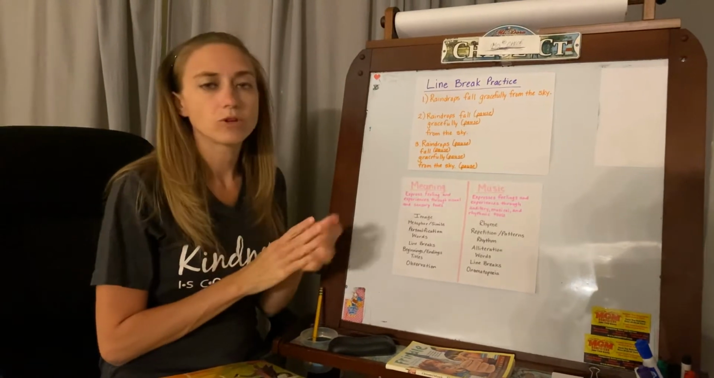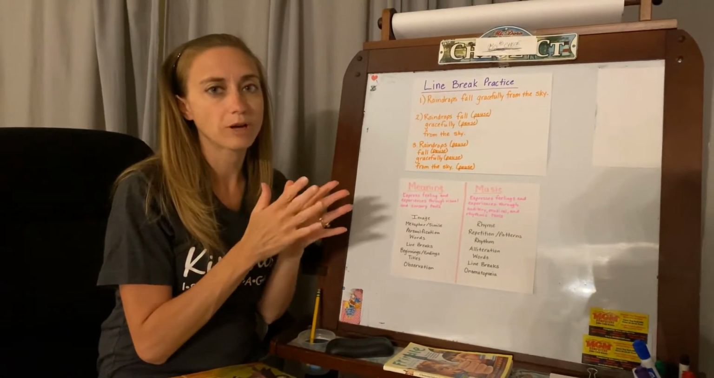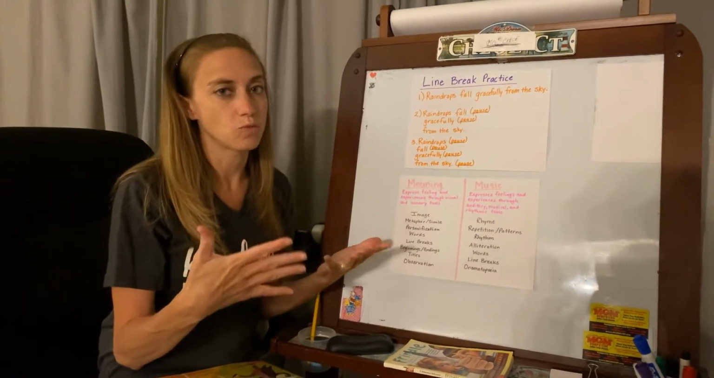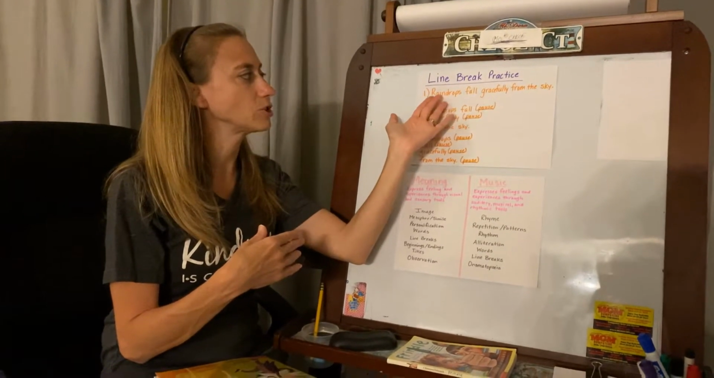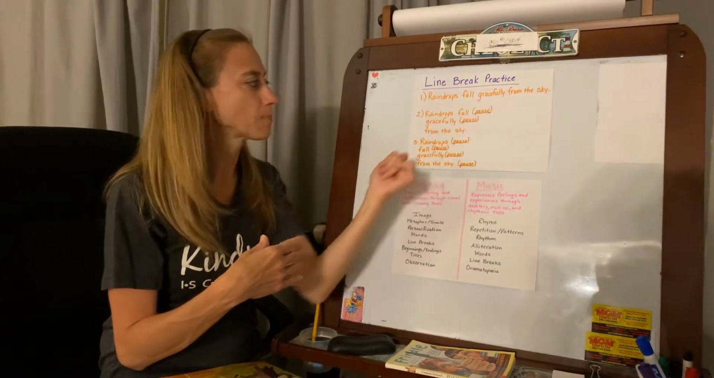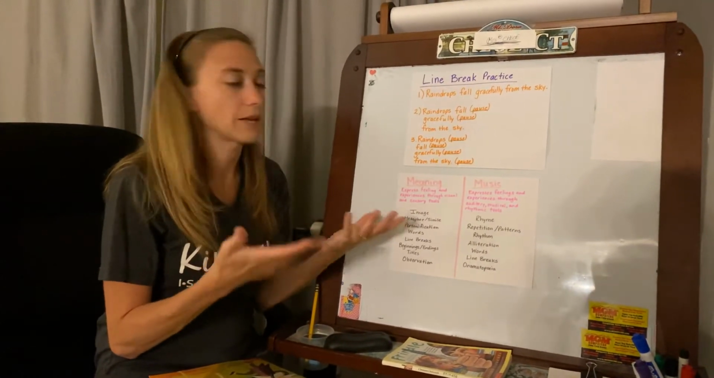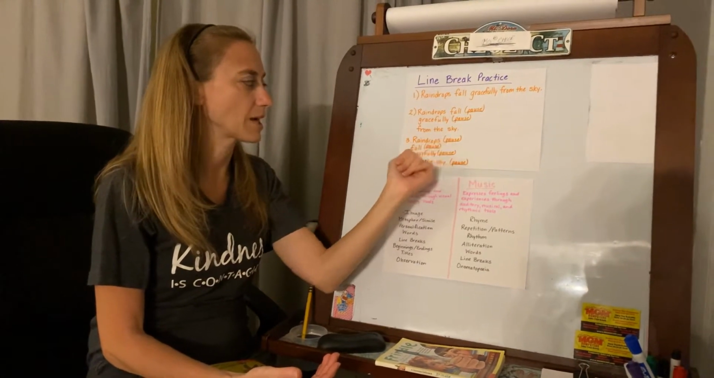So, real quick again, line break practice. Remember, the cool part about poetry is you get to break up your lines and words any way that you want, okay? So here's an example of the sentence we used again. Raindrops fall gracefully from the sky. There's two ways you could break this up, and there's actually more, any way you want to do it.